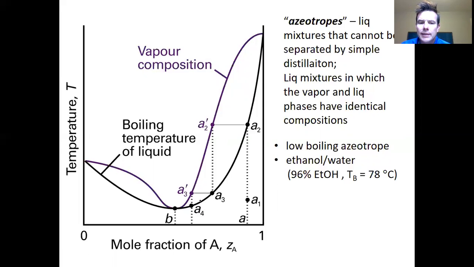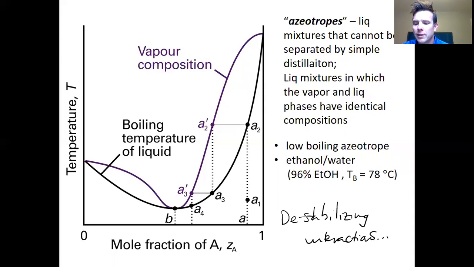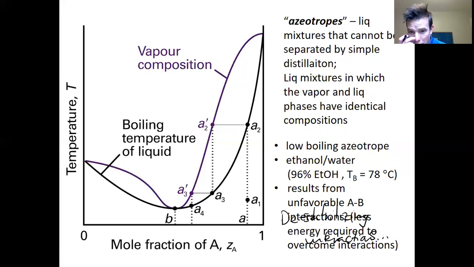One question we commonly ask is, what is the nature of the interactions in this azeotrope? Are they stabilizing, destabilizing, or ideal? And if this is boiling at a lower temperature than either of the pure liquids, what you might guess here is that there are destabilizing interactions, lowering the boiling point of the system. Oh my word, I just wrote it over myself. I'll read it to you. Results from unfavorable AB interactions. It takes less energy to overcome those interactions.